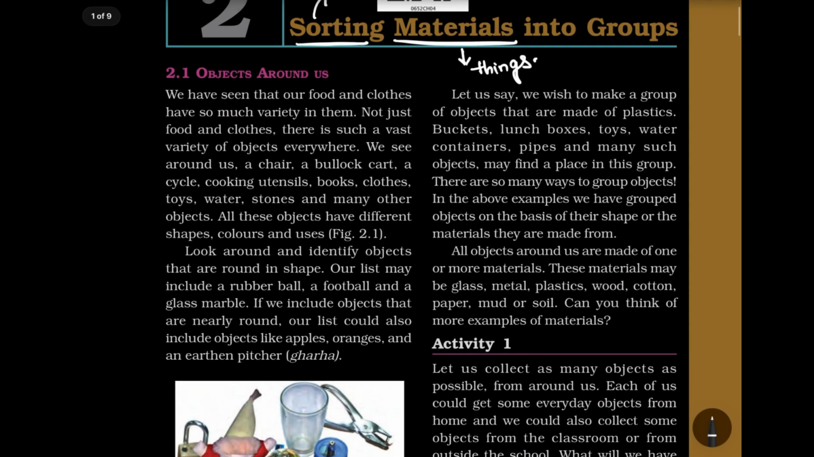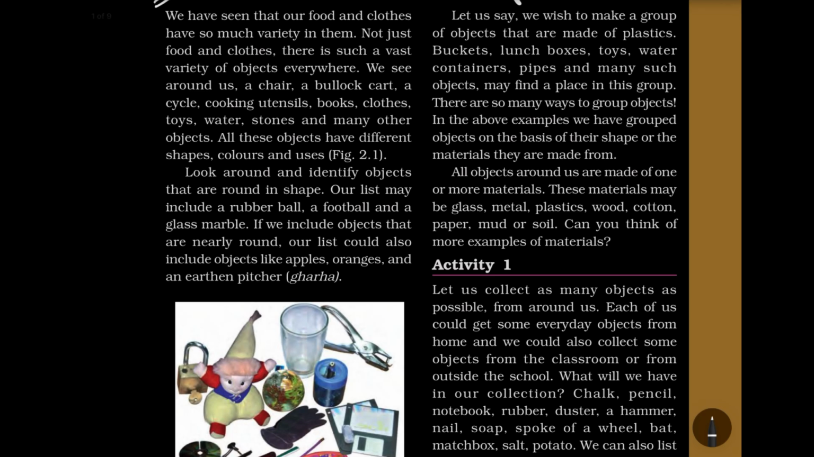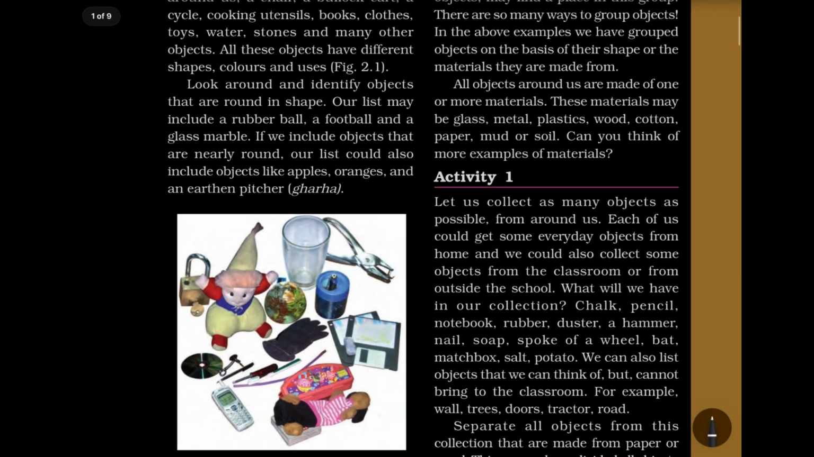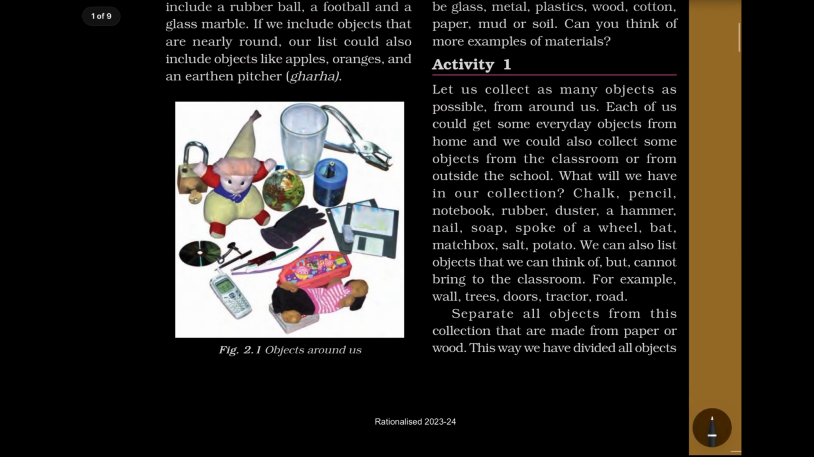And in 2.1, objects around us. So let us pause this video for a little bit of time and observe the objects present in your surroundings. For example, there is a chair, a mat, a door, a fan. Think of this and just observe it, okay? And let us play this video, and after this we have activity 1.